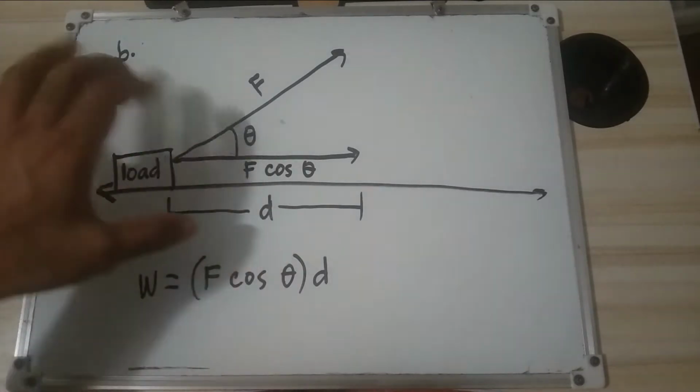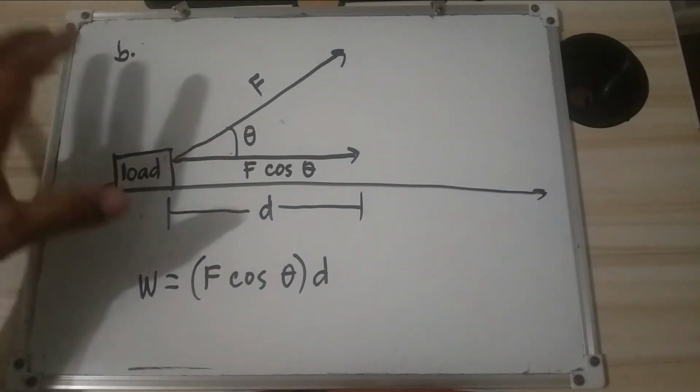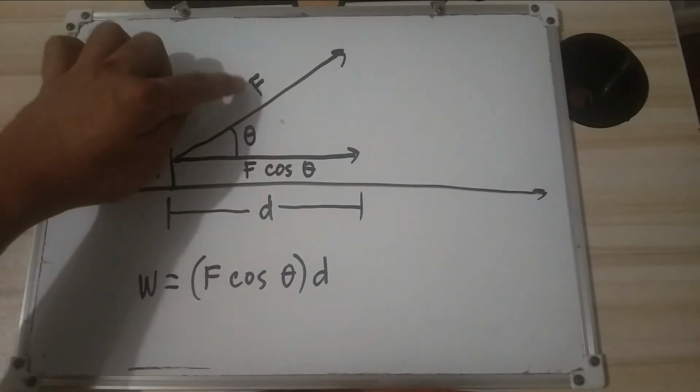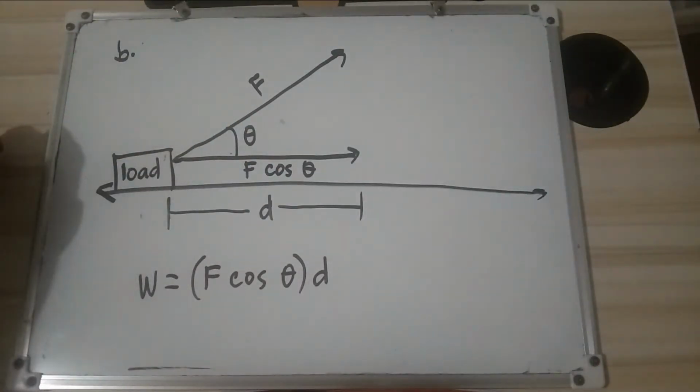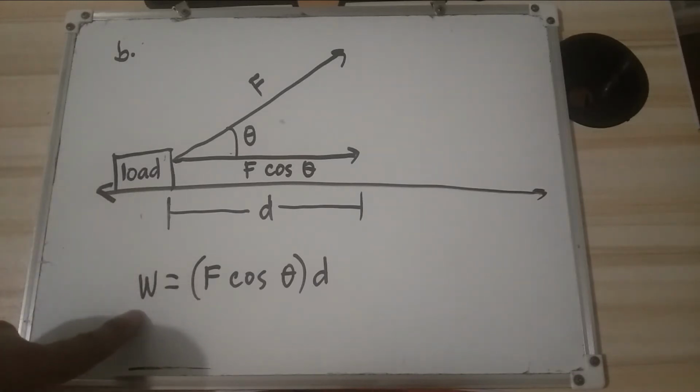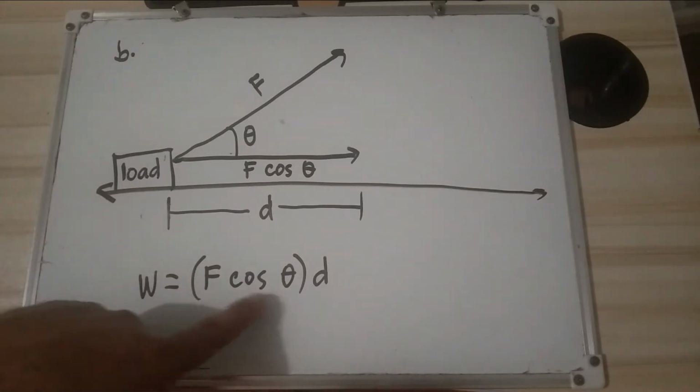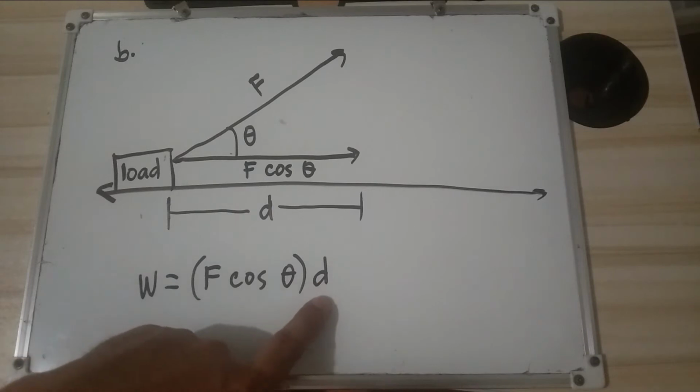Okay, again, when the force is not in the direction the load moves, then the work done by the force is work is equal to F cosine theta times D.